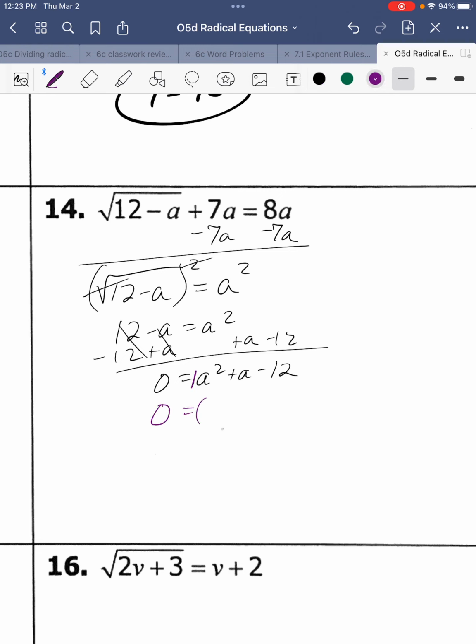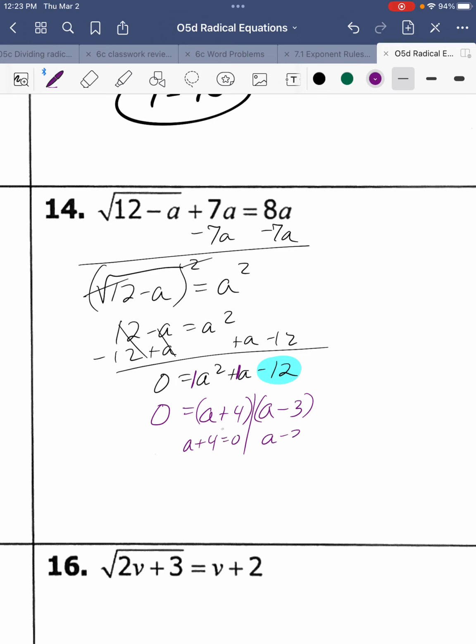So my a term is 1. When my a term is 1, I can think about what two numbers multiply to negative 12. So like 6, negative 6 and 2, negative 4 and 3. Switch those negatives, negative 12 and 1. Switch them around. We have to think what multiplies to negative 12 that adds up to the b, 1. And that is going to be positive 4 and negative 3. Those are our second terms of our factors.